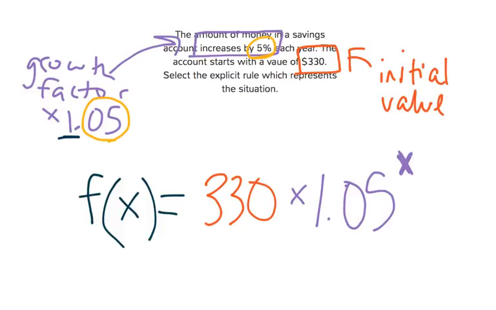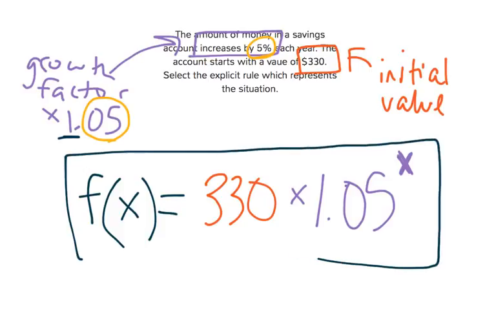Because we're multiplying by 1.05 after the first year, we're going to again multiply the amount of money in the bank account by 1.05 after the second year, and so on. So we're going to multiply by 1.05 depending on the number of years. x will tell us how many times to multiply by 1.05. That's why that x is an exponent there. That makes this an exponential function.